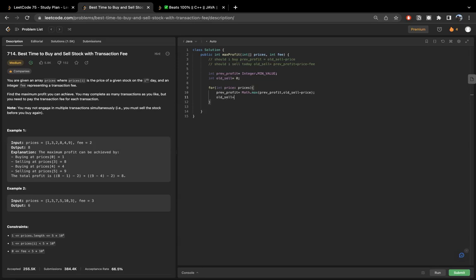And now you will have old sell. You can say, okay, old sell, if you have got something for me, give me something. So you will say old sell. And here you will do simply, if my previous profit adding the current price minus the fee comes up better than the old sell, you will put the old sell value to the current one. Okay. And you can simply return the old sell. Okay. Now you see what's happening here.